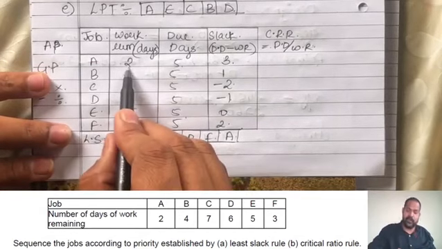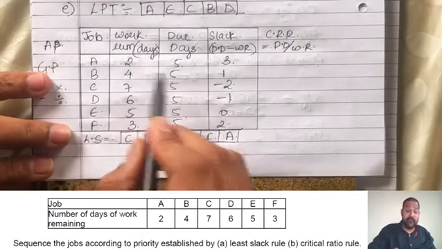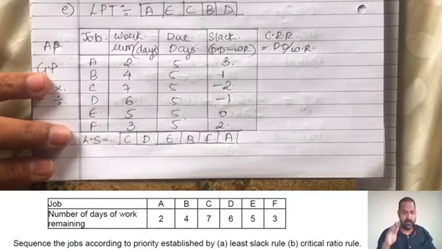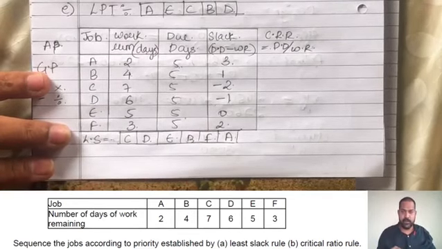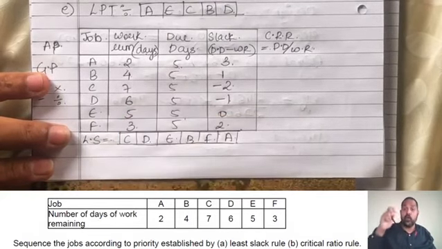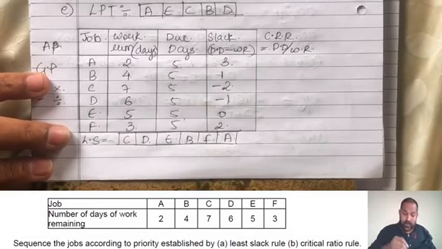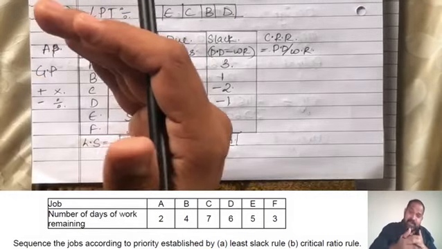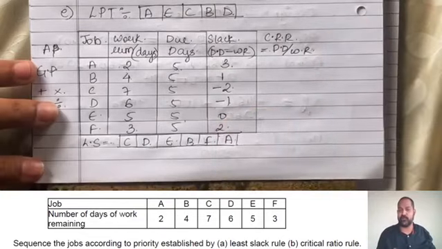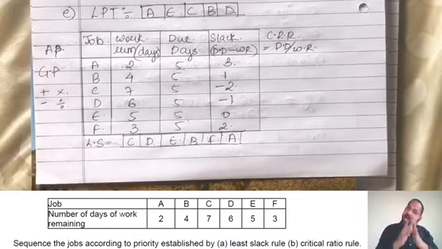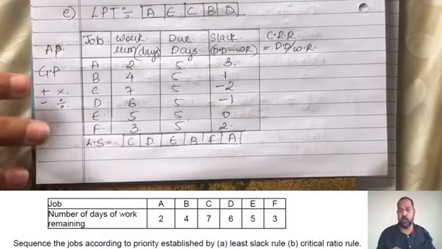But when you come here, you do 5 divided by 2. What is 5 divided by 2? 2.5. You know what that means? I have enough time to finish this job 2.5 times. So with the days that I have, I can do this job twice and then do it another half time also. While for this job, the ratio worked out to be 1, which means I can finish this one whole job.